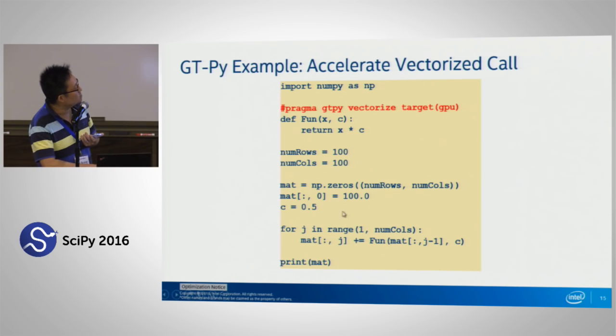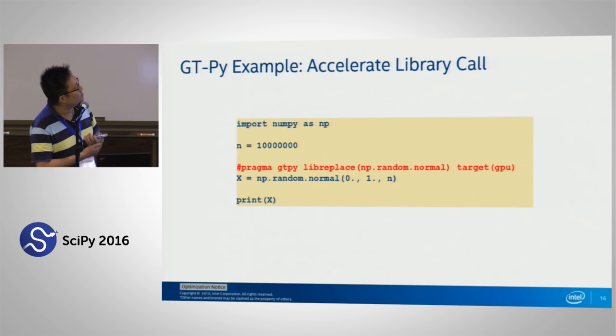Suppose that you want to do some computation, you loop over each column, and then for each iteration, you apply it on the entire row. So it's basically a vector. In NumPy, you can use this universal function to call fun, pass the entire vector, and perform the operation on the entire vector. In this case, you can say, I want to use GDPI to vectorize this function. By doing that, when you execute this loop, the function will be vectorized on the GPU.